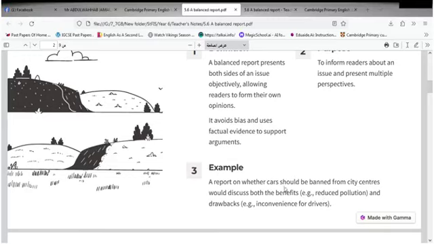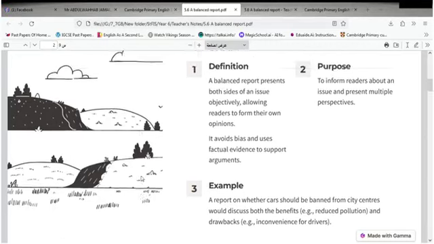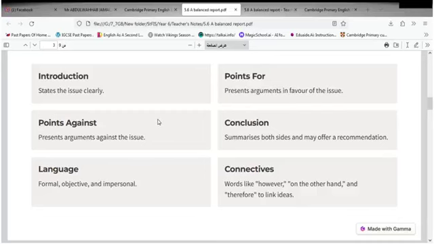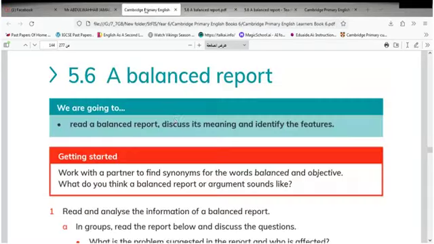For example, whether mobile phones should be banned from schools. That's another idea. Any controversial idea, any topic which has both sides of the matter or the issue, we can say that it is what? It's a balanced report. I have a very good example about it.